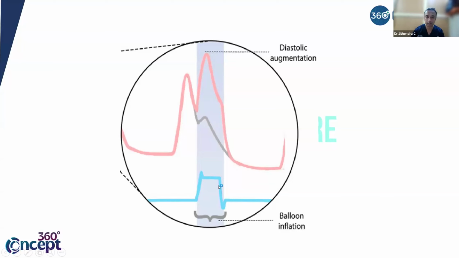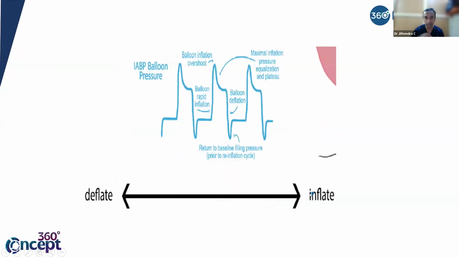What is this entire time frame? This entire time frame is the period of your balloon inflation. So balloon inflation, upstroke, the balloon pressure becomes a plateau, and there's a downstroke when there is deflation. Again, you'll have a pause for some time, and again another inflation. So this is with respect to the balloon waveform.